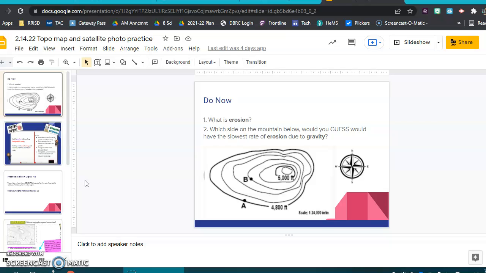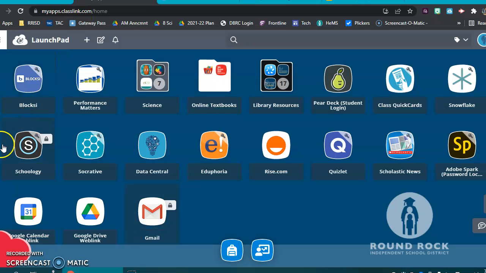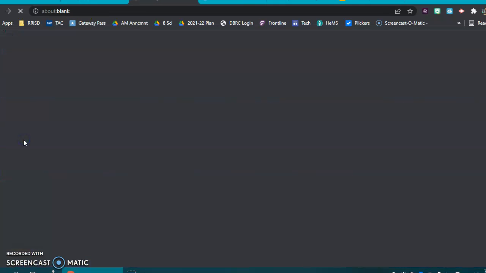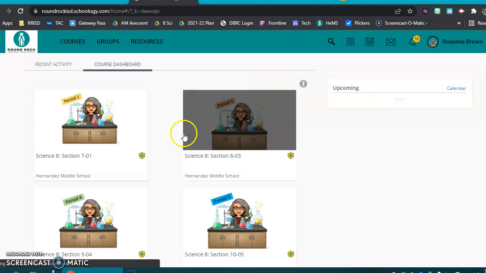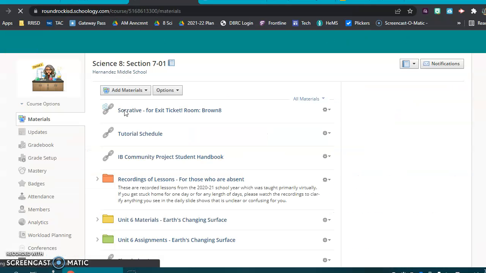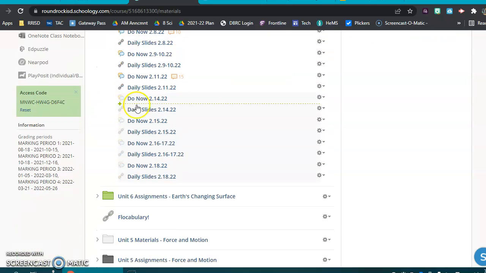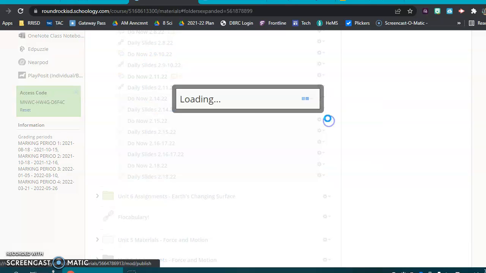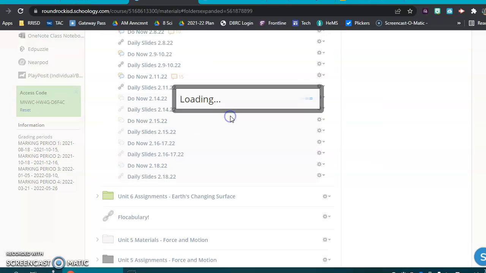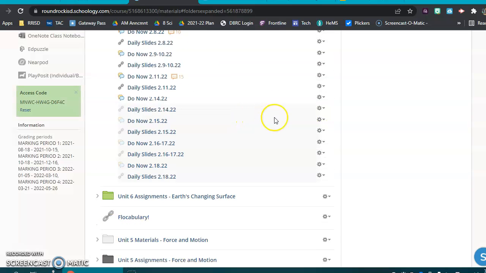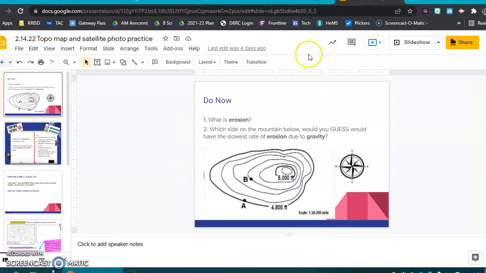So our do now in Schoology, let's take a look. My apps is kind of like yours. I'm going to click on Schoology, and I'm going to click on Science, and then Materials. I'm going to publish these. I'm going to go into the do now for today, and then I'm going to answer the do now question, which is also right here.